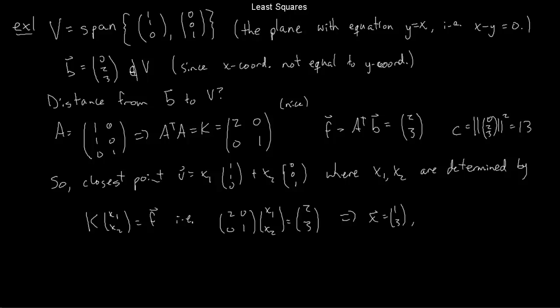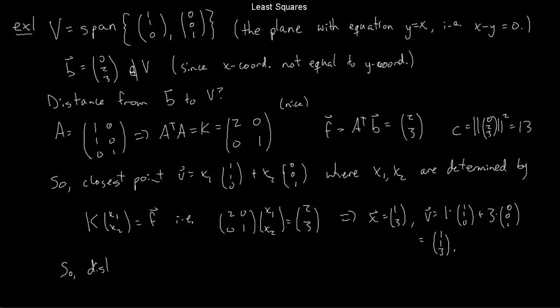So what do you get? You get x to be the vector 1, 3. x1 has to be 1, and x2 has to be 3. So that means that your vector v, which is the closest point in V to B, is 1 times 1, 1, 0 plus 3 times 0, 0, 1, or 1, 1, 3. And you can see that's clearly a member of the vector space.